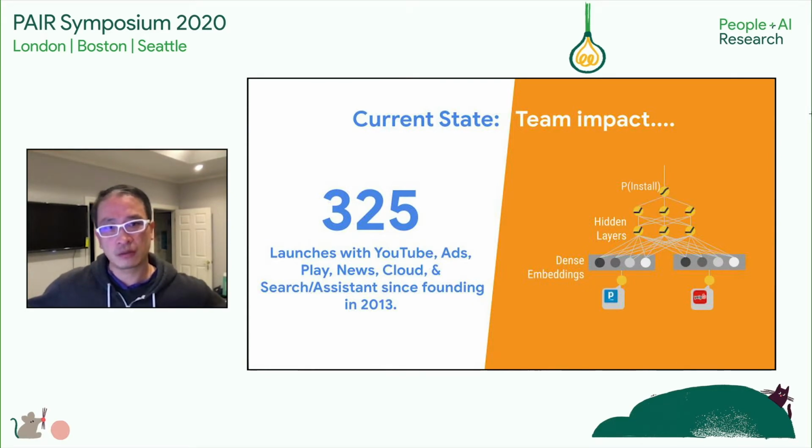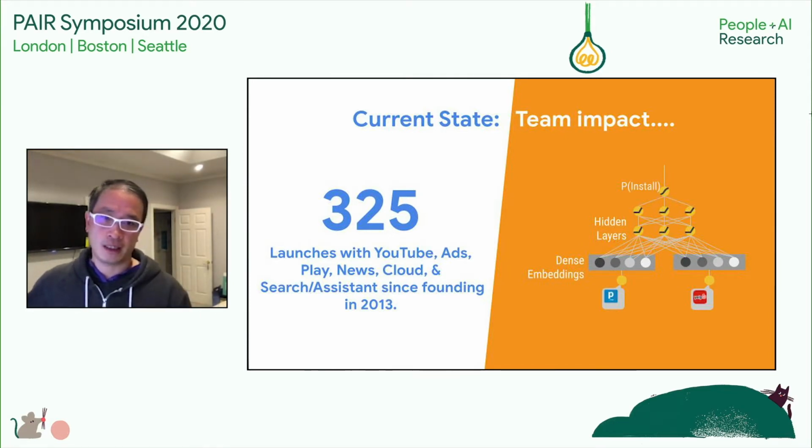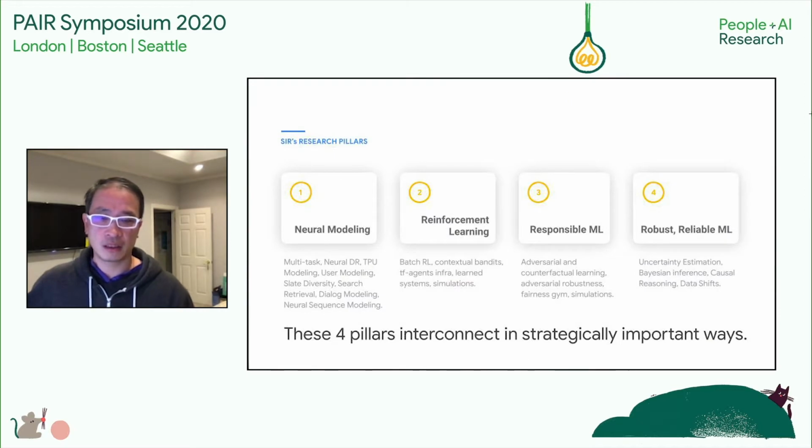But since arriving at Google, my team has been working quite a bit on recommender systems, notification systems, and classification systems, and have made more than 300 improvements across many different product surfaces here at Google. In particular, my team has focused across these four different pillars: neural modeling, reinforcement learning, responsible ML and fairness, and robustness techniques for ML systems. And these four pillars interact in very strategic and important ways. I don't have the time to discuss them in detail, but I'd be happy to answer questions or discuss with you during the panel.